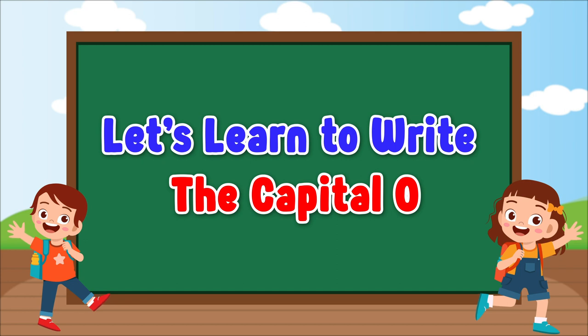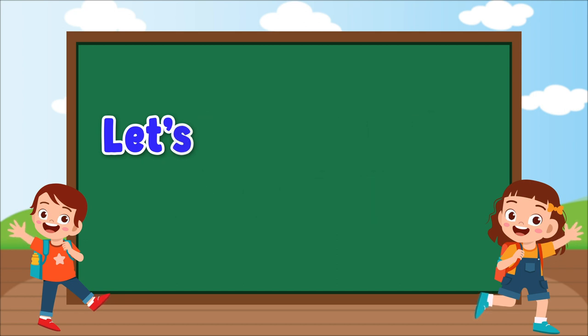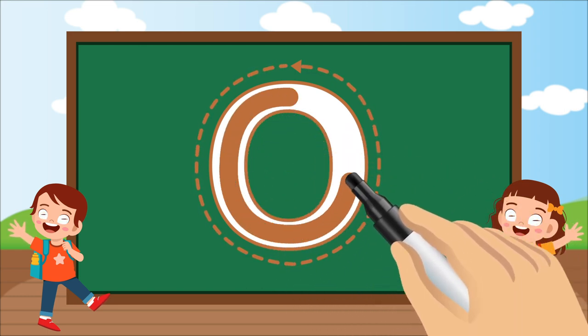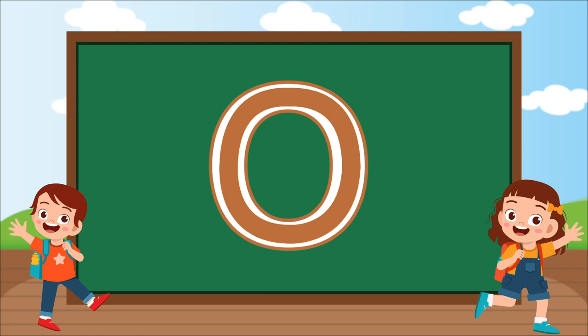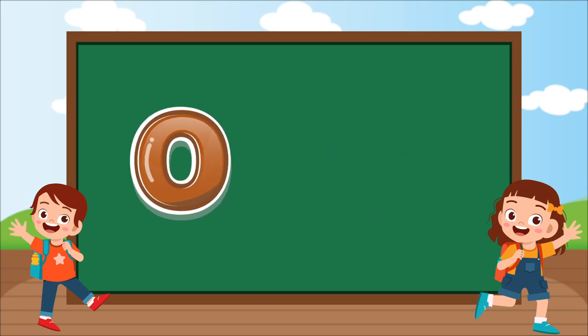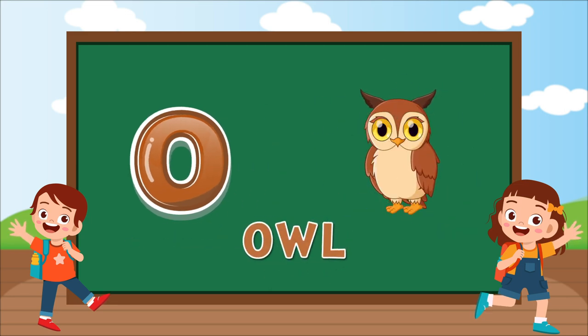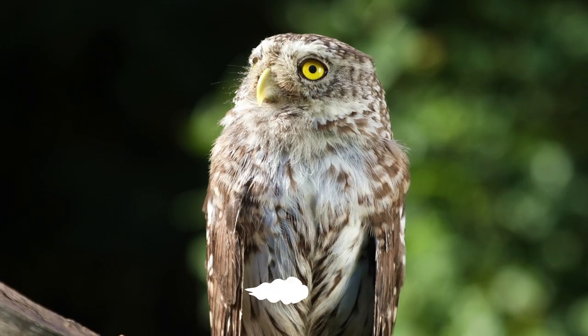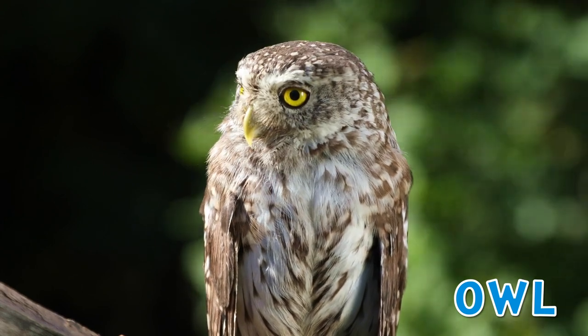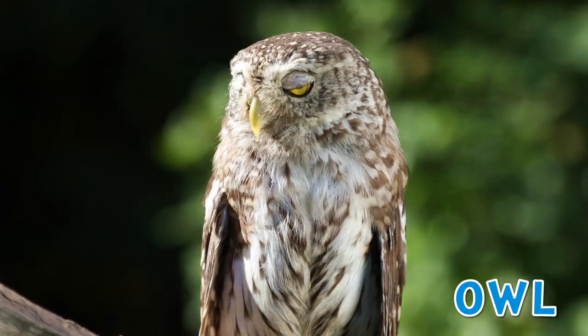Let's learn to write the capital O. First, we will start drawing to the top and draw a circle to the right. O is for owl. Owl.